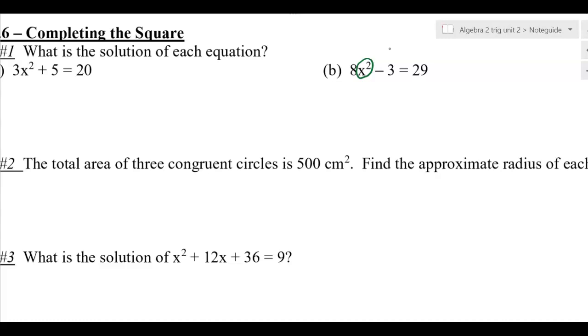So if I wanted to solve part B right here, I would add 3 to both sides, and then divide by 8. So I'd have that x squared is equal to 4. And this is the point where I'd want a square root.